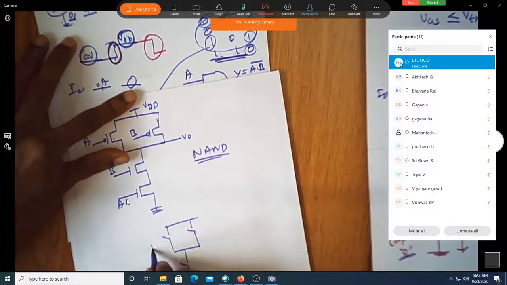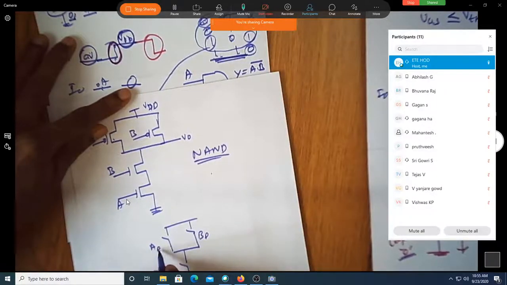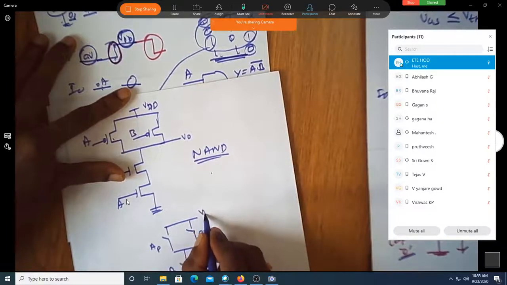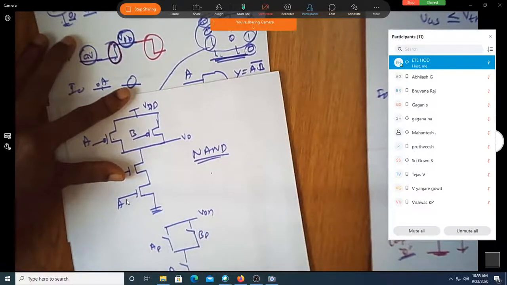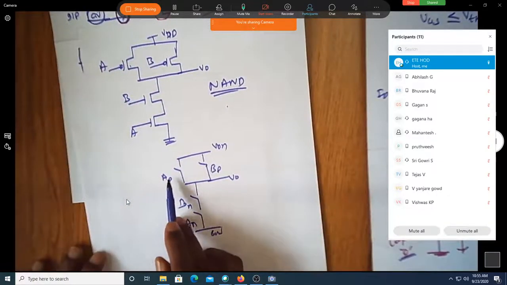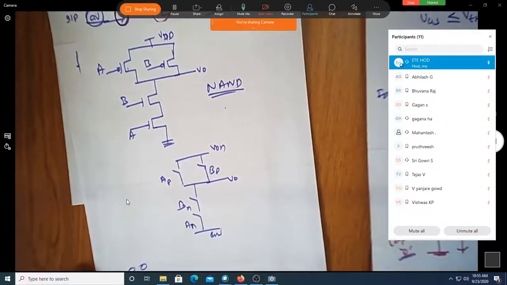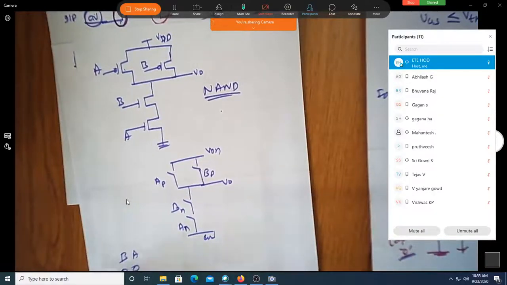So what are the conditions of AP, BP, maybe BN, sorry, AN. It is A NMOS, B NMOS, A PMOS, B PMOS, and this is VDD. This is ground, and this is V0. So give me the condition of all four transistors under AB inputs 00, 01, 10, 11. Okay, that will be the assignment.